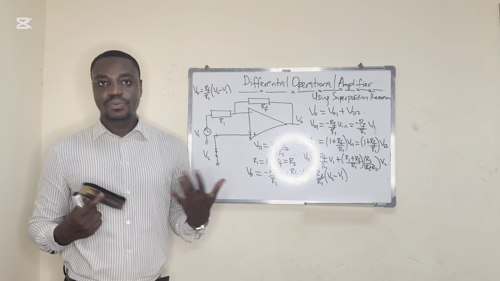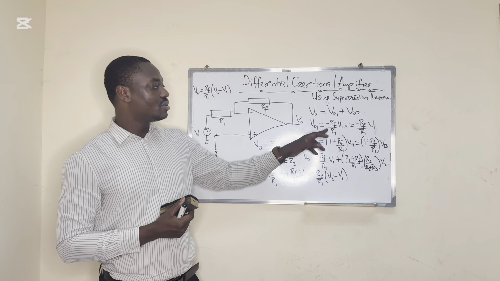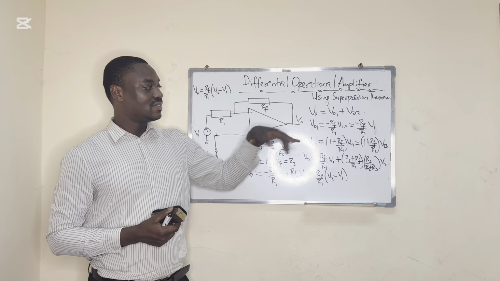And when it comes to an inverting operational amplifier, we know how to get the output voltage, which is going to be minus RF over R1 times V in.